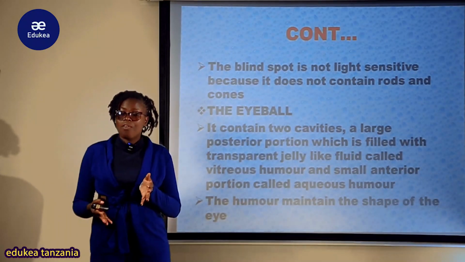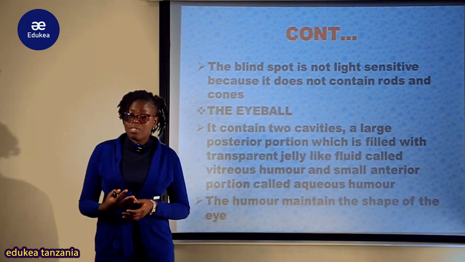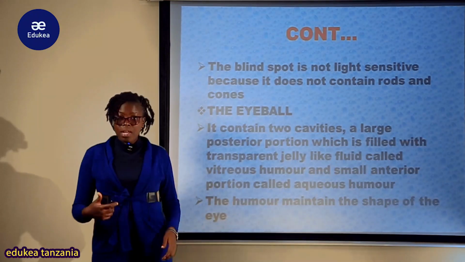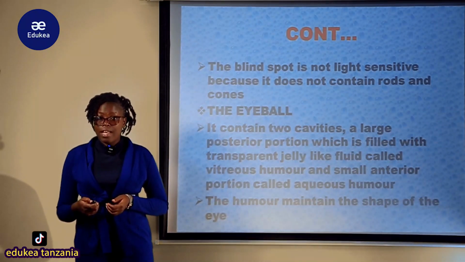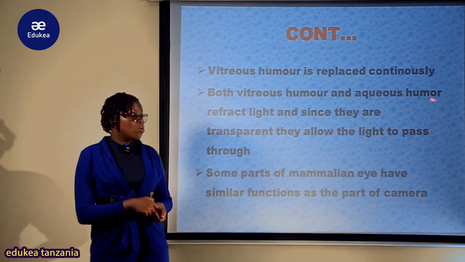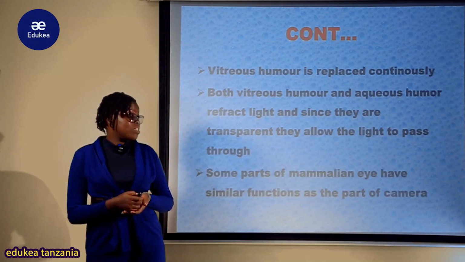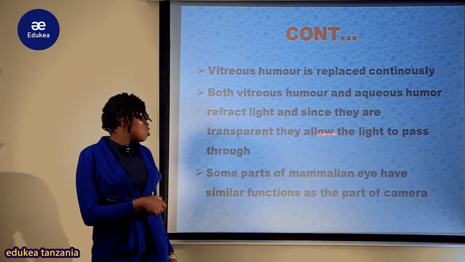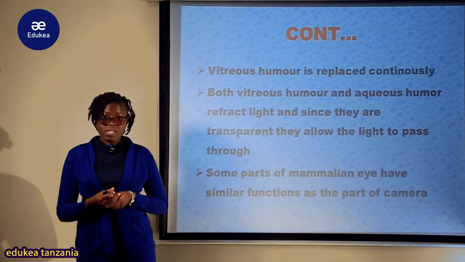Zote zinasaidia katika adjustment of the size of an object, katika mambo ya refraction of the light, kuweza kuensure kwamba the interpretation of the image inakuwa more meaningful. So the humors maintain the shape of the eyes. The main function of these humors ni katika maintenance of the shape of the eyes vile vile kuweza kuensure the softening of the eyes, kuweza prevent the desiccation, na vile vile katika protection of the eyes. So the vitreous humor is replaced continuously. Both vitreous humor and aqueous humor refract light, and since they are transparent, they allow the light to pass through. So the main function is refraction of the light.